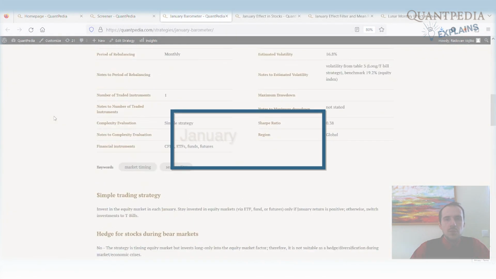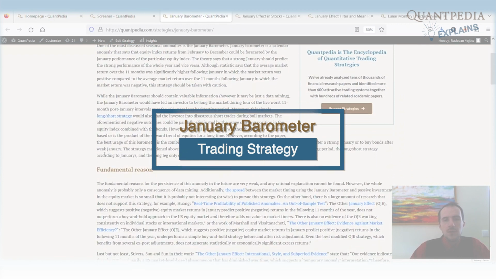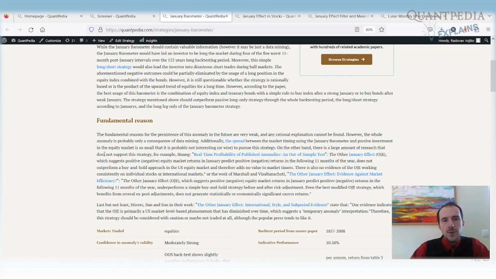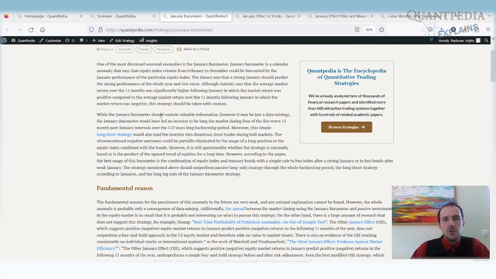The first important strategy is the January barometer. We do not consider this effect very significant because, in our opinion, it's a little speculative. The effect says that we can use performance over January as a predictor for the performance over the next 11 months of the year. If the January performance is positive, then the next 11 months will also be positive. And if January has a negative performance, then the next 11 months will also have a negative performance.